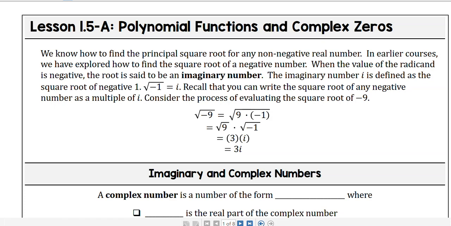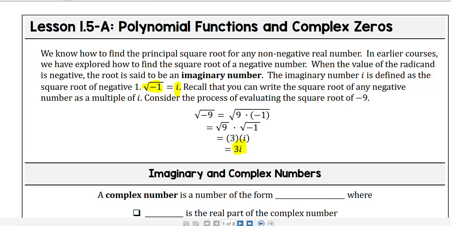And they define imaginary number right here, where we see it is a square root of a negative number, and that square root of -1 is equal to i. So if we simplify the square root of -9, you can see how that breaks down, and it ends up being 3i.